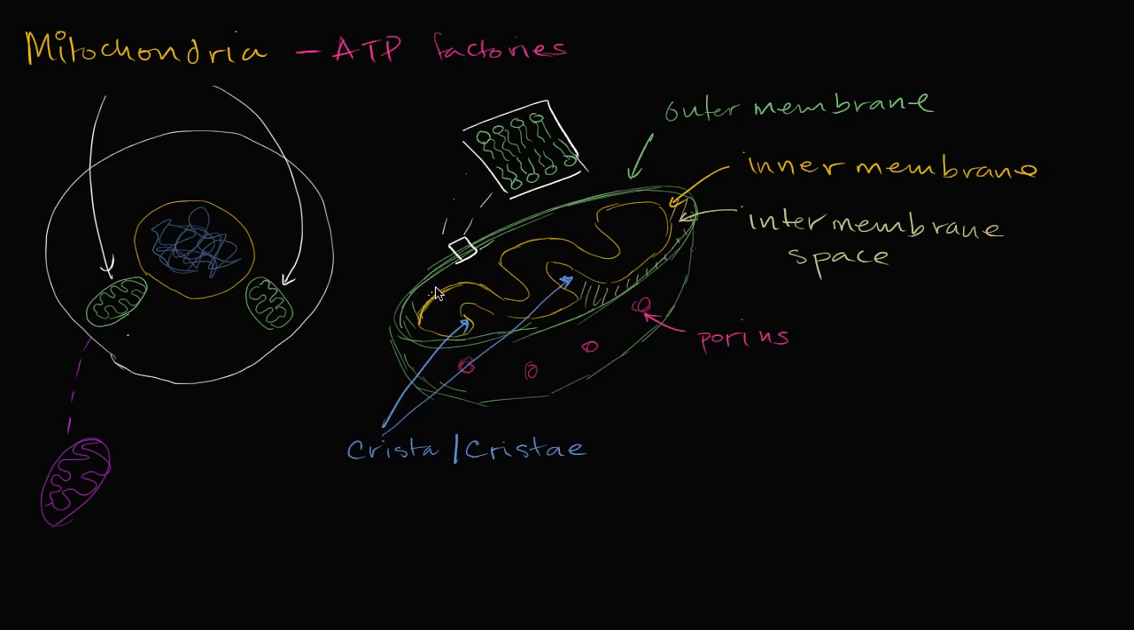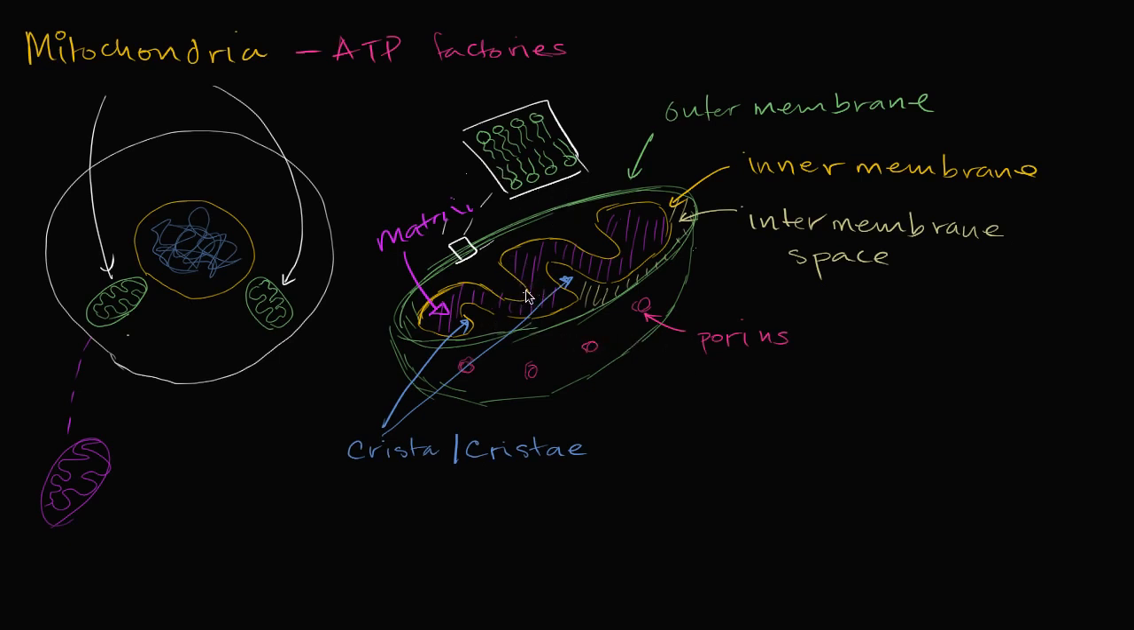So inside the inner membrane, this area right over here is called the matrix. Let me use a different color. This is the matrix, and it's called the matrix because it actually has a much higher protein concentration. It's actually more viscous than the cytosol that would be outside of the mitochondria. So this right over here is the matrix.